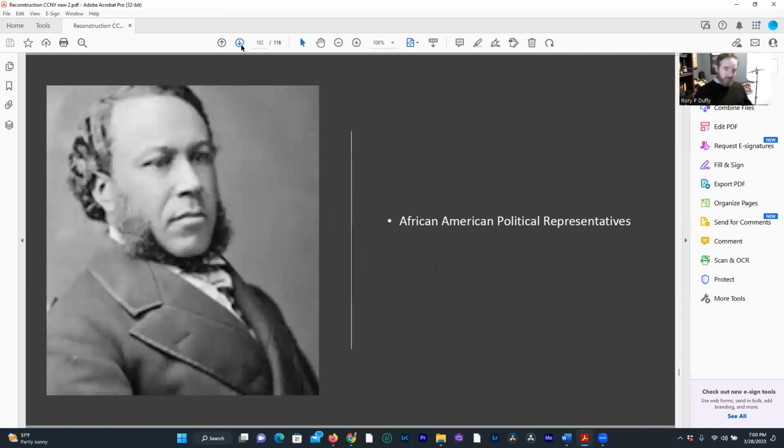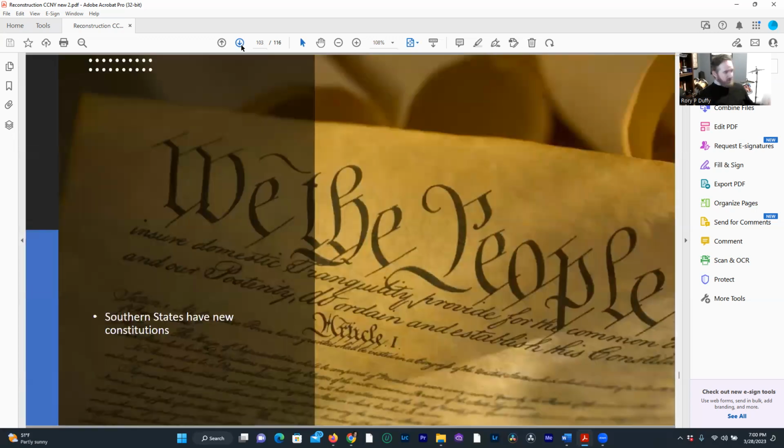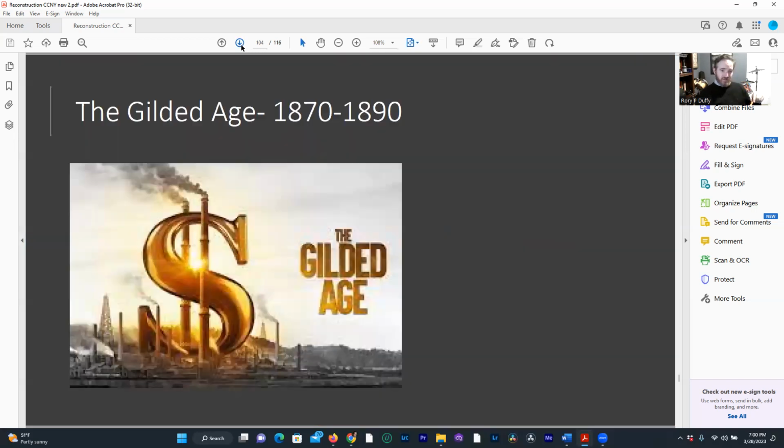We see African American political representation increase in the Senate and in the House of Representatives. Men born into the institution of slavery who become senators. It's a miracle. It's amazing. Southern states have new constitutions that do not allow for slavery. And that will bring us to the Gilded Age.